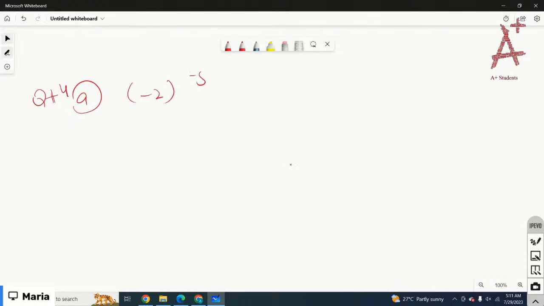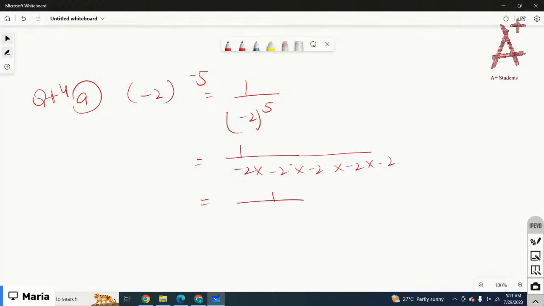Negative 2 exponent negative 5. Okay, first of all, just make the exponent positive. You can write it as 1 over negative 2 exponent 5. Right? Now you can evaluate negative 2 exponent 5. That means you have to multiply negative 2 five times. So 5 is an odd number. That means the answer must have a negative sign. If the exponent is odd, the answer must have a negative sign. So when you multiply 2 five times, it would be negative 1 over 32, right?